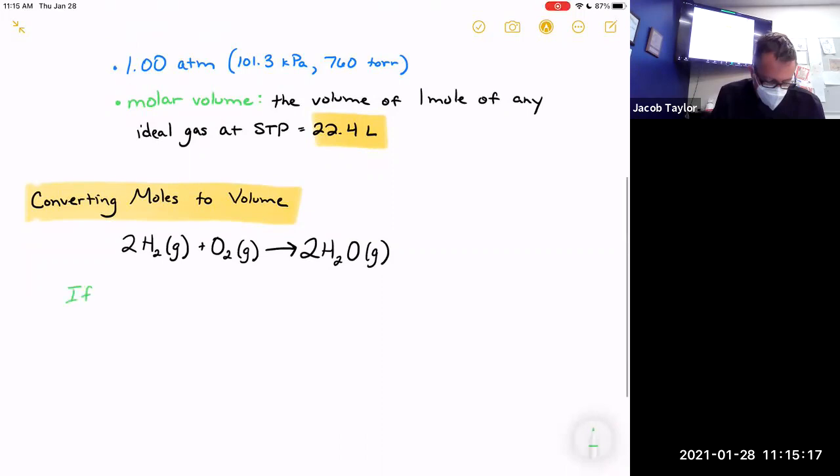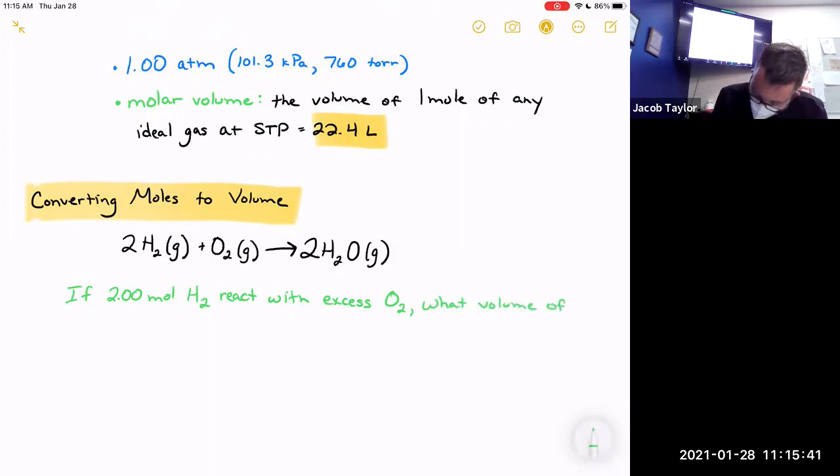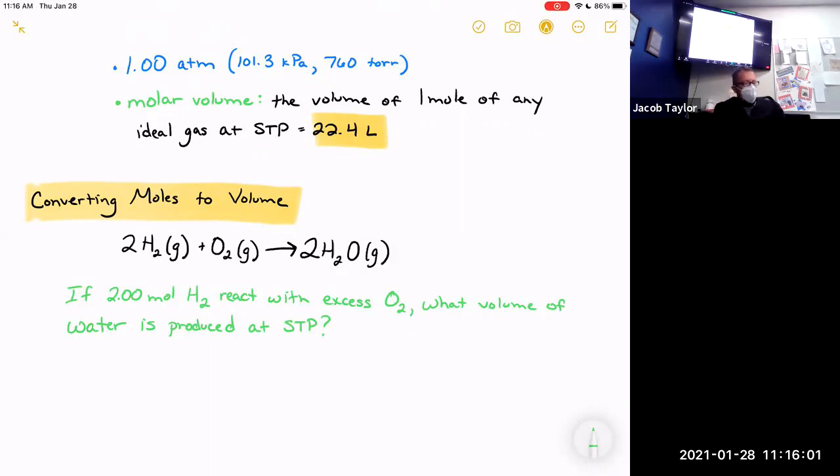So here's our question. If 2 moles of hydrogen react with excess oxygen, what volume of water is produced? And we are going to specify that we are using standard temperature and pressure. So I've got 2 moles of hydrogen, mix it up with some oxygen, more than enough oxygen for the reaction. What volume would it be?